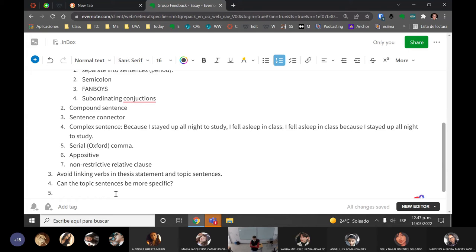Okay, so check that all citations are at the end of the sentence, being very careful that the period, the full stop, is after the citation, not before, but after. Okay.